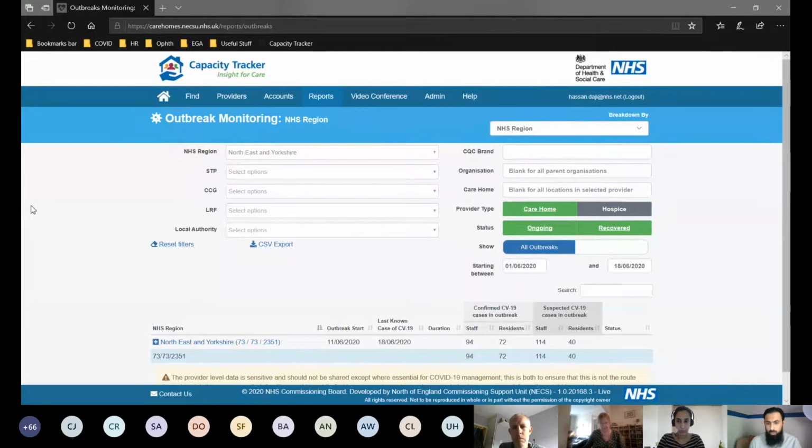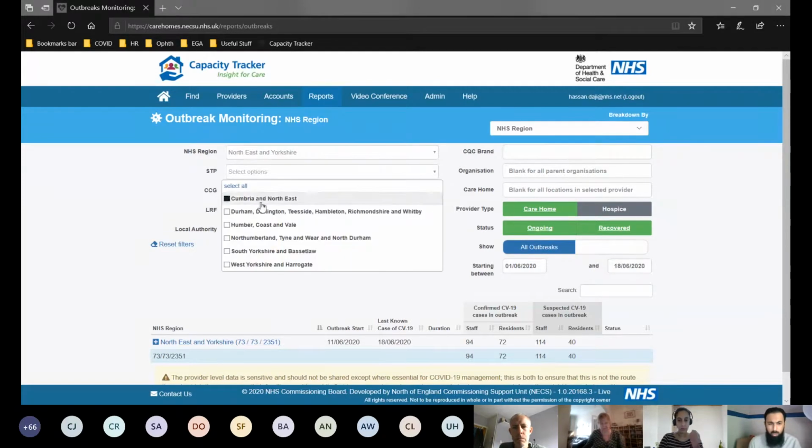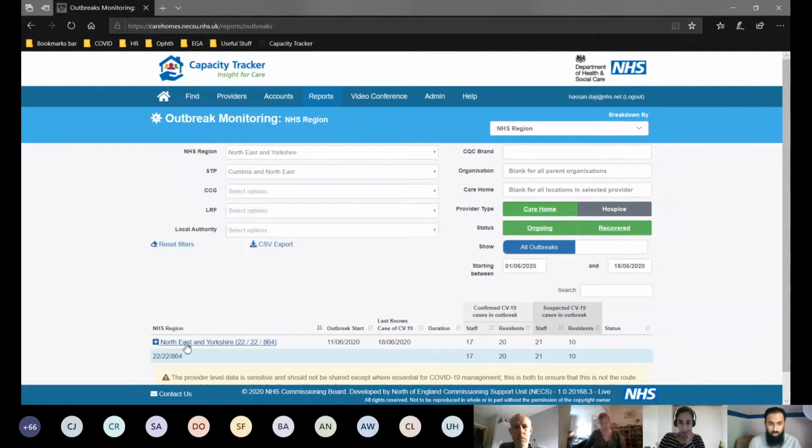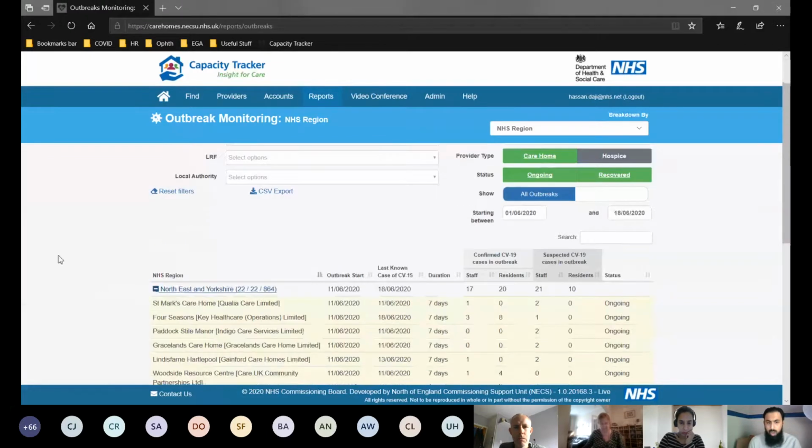Frustratingly, some people do have the right number and some people don't. So I know myself and Chris had a different number yesterday. It is a bug, and it has been picked up. I'm just going to use a slightly different STP for this one, just so we don't have information.